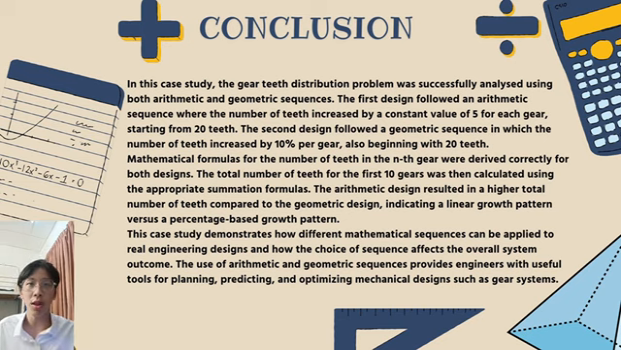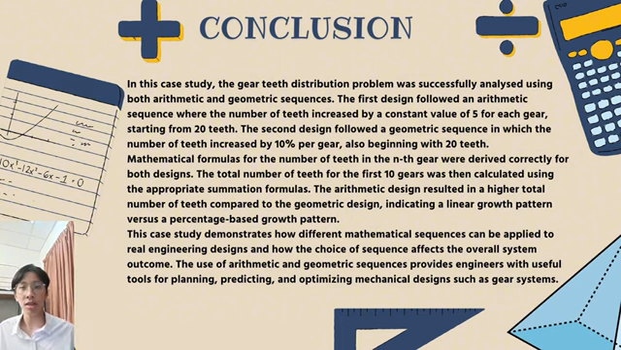Mathematical formulas for the number of teeth in the nth gear were derived correctly for both designs. The total number of teeth for the first 10 gears was then calculated using the appropriate summation formulas. The arithmetic design resulted in a higher total number of teeth compared to the geometric design, indicating a linear growth pattern versus a percentage-based growth pattern.